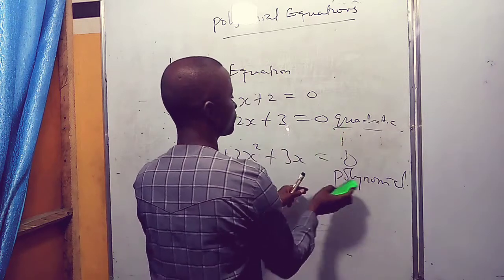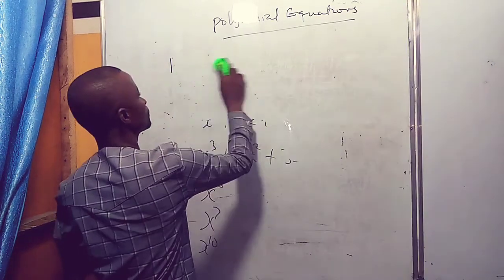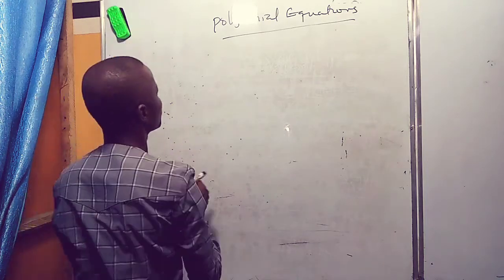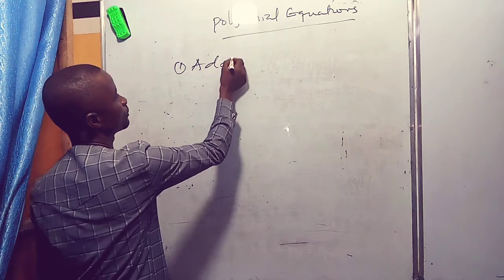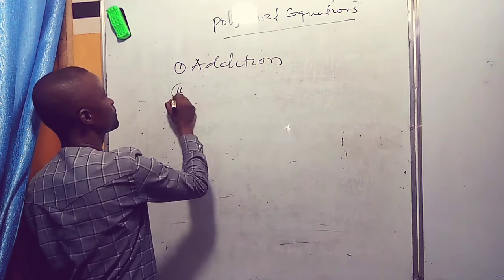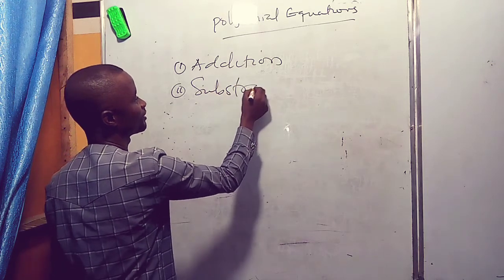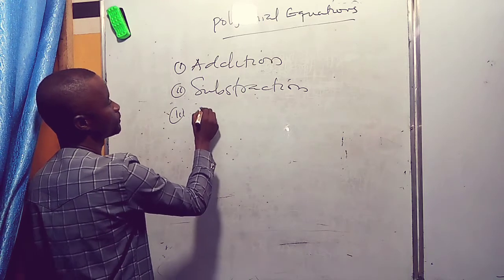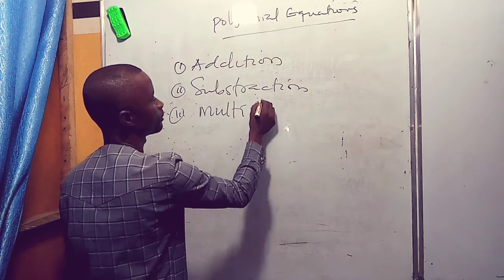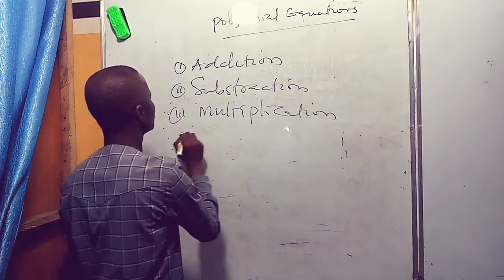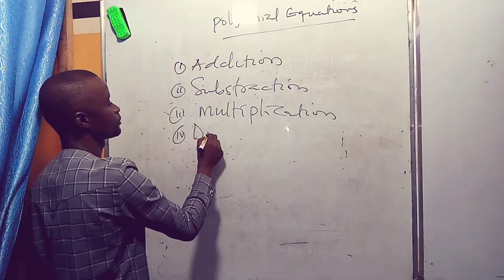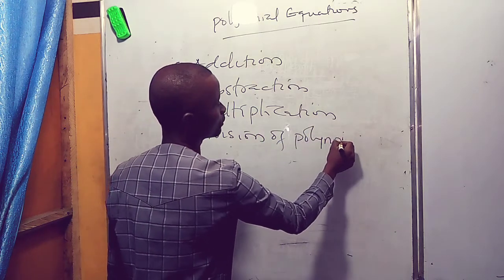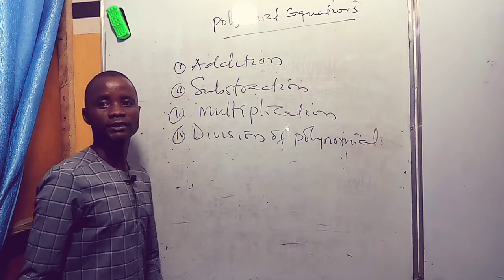Now, we have what we call additions of polynomial, subtractions, multiplication, and divisions. That is 1, we have additions. 2, we have subtractions. 3, we have multiplications. The fourth one, we have division of polynomial. We are going to take them one after the other and explain.